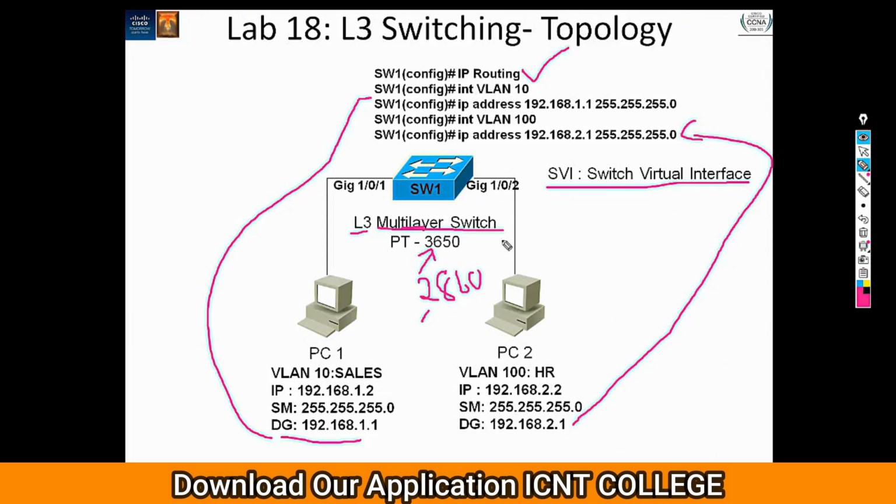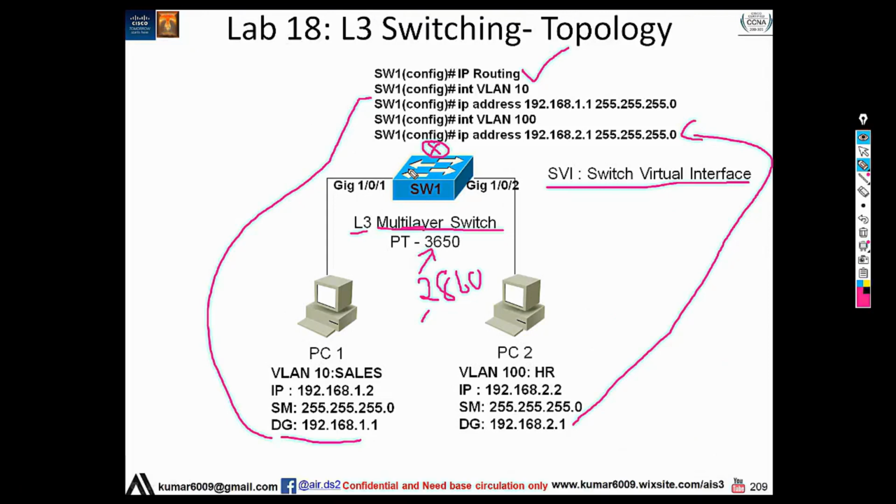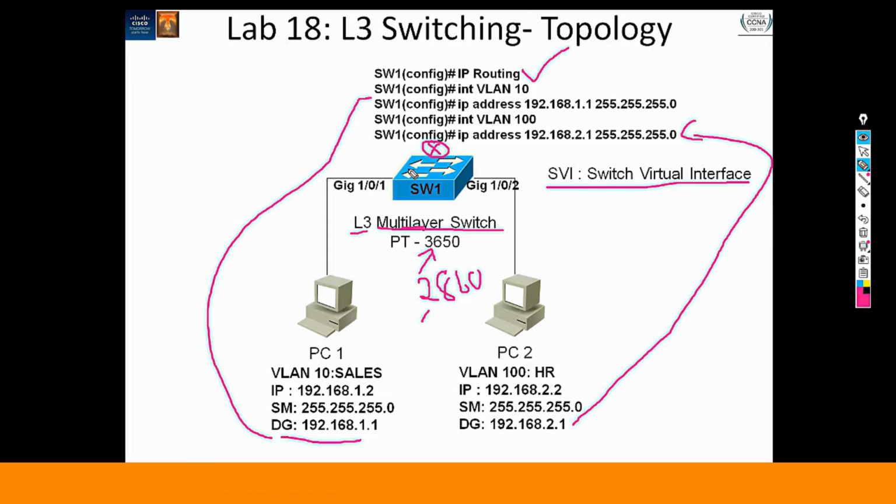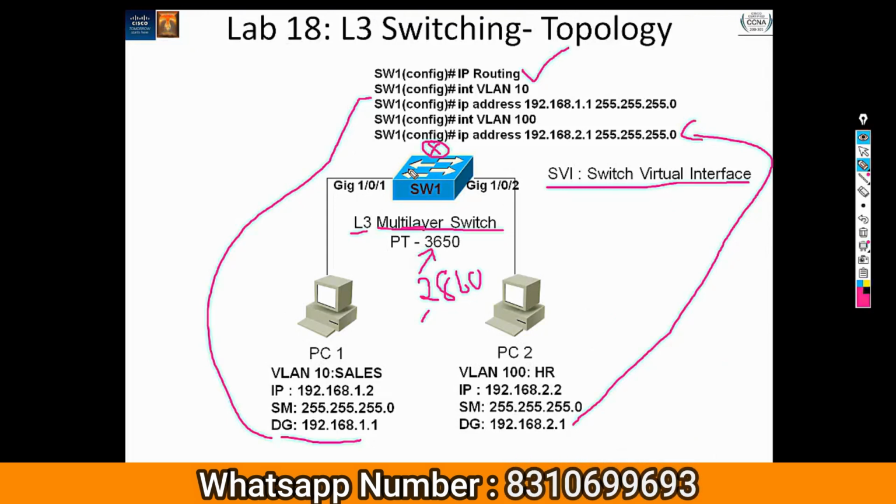Think like this: inside the switch, there is a router. Virtually, there is a router inside. Here we have created two interfaces, VLAN 10 and VLAN 100. The packet goes inside the router, which removes the old tag, puts the new tag, and sends it back to the interface. Understood? Yes, sir. The same thing is happening. This is called L3 switching. So with this, we are finishing the switching part.